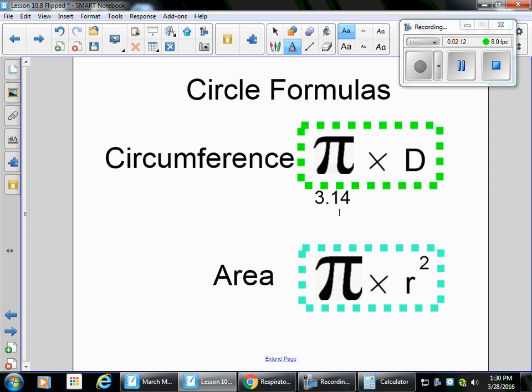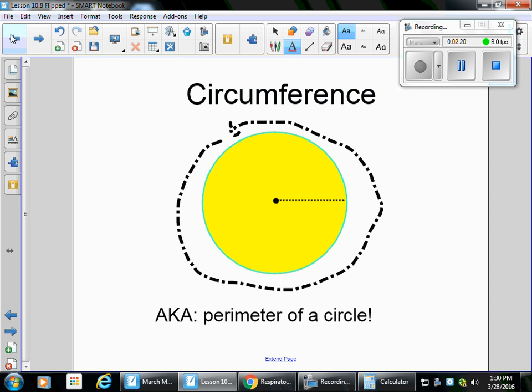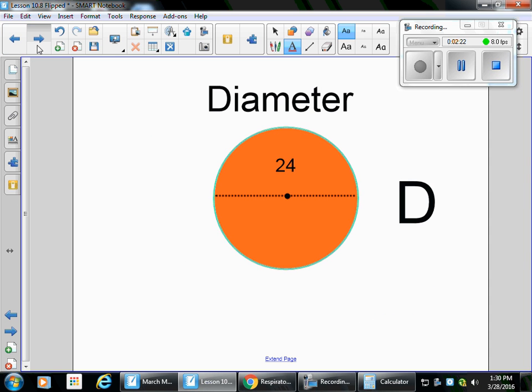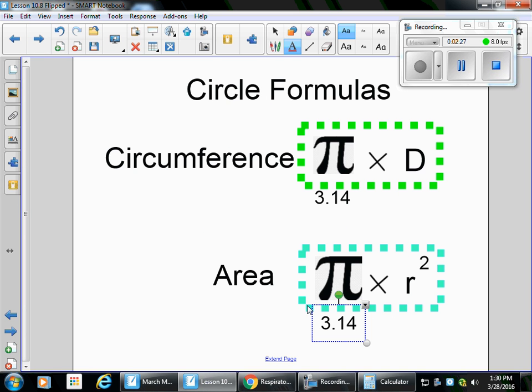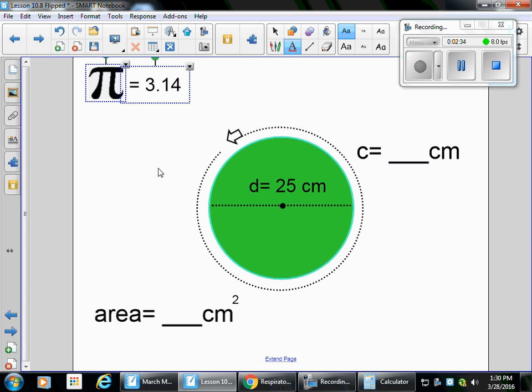And if we're doing the area, it's pi, which is 3.14, times radius squared. So if we jump back here, radius squared, 12 would be 12 times 12, which would be 144. So it'd be 3.14 times 144 for that last area. Let's do a couple examples here today.